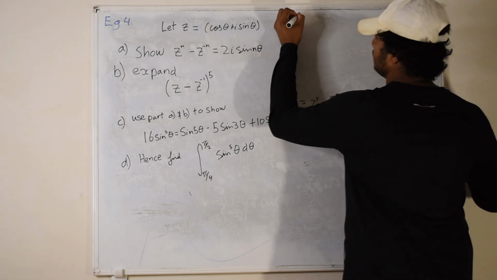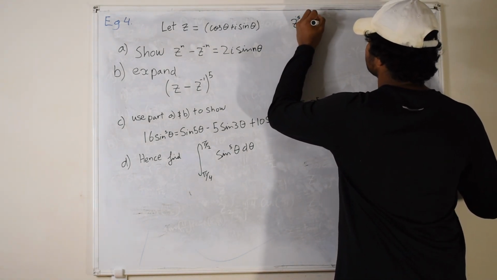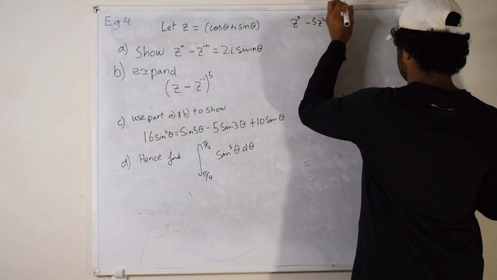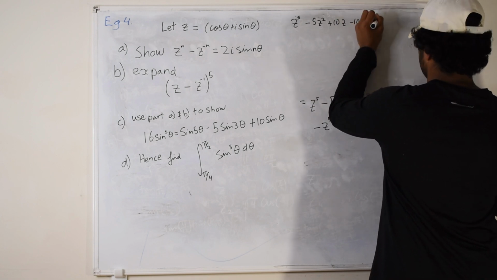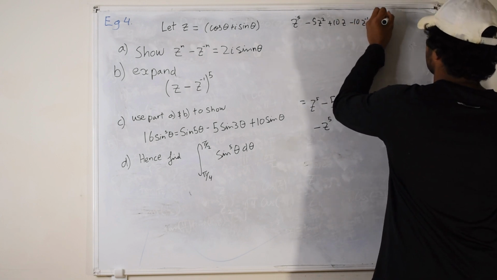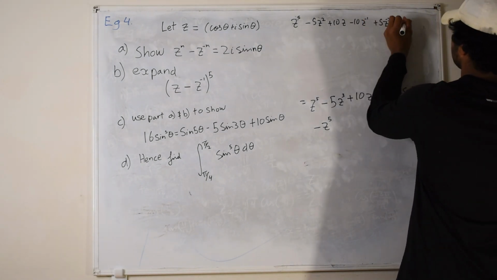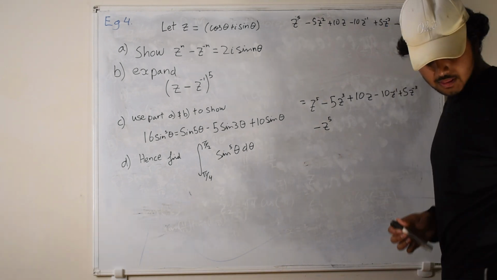I'll write over here. z to the power of 5 minus 5z squared plus 10z minus 10z to the power of negative 1 plus 5z to the power of negative 3 minus z to the power of negative 5. Okay, so I've gotten that down.